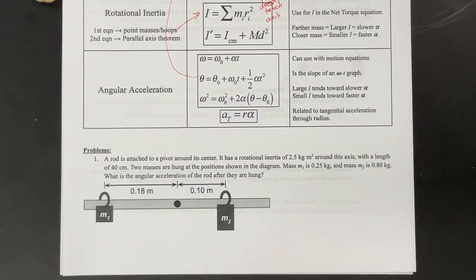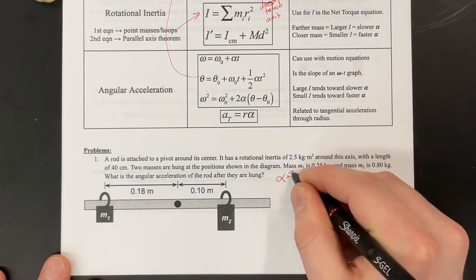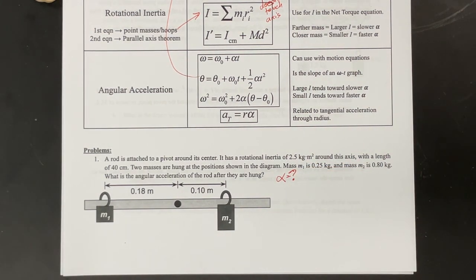All right, let's look at an example problem. We've got a rod that is attached to a pivot around its center. The rod has a rotational inertia of 2.5 kilogram meter squared around this axis with a length of 40 centimeters. Two masses are hung at the positions shown in the diagram. M1 is 0.25 kilograms, M2 is 0.8 kilograms. What is the angular acceleration of the rod after they are hung? So we're looking for alpha.